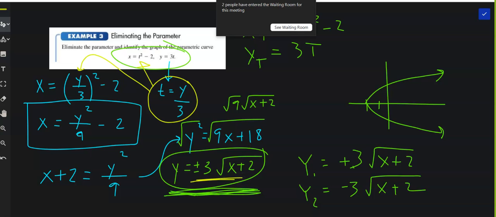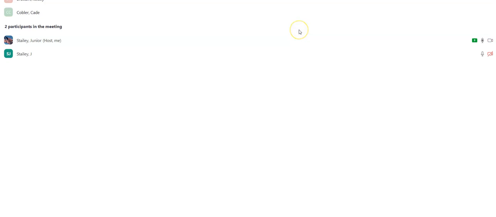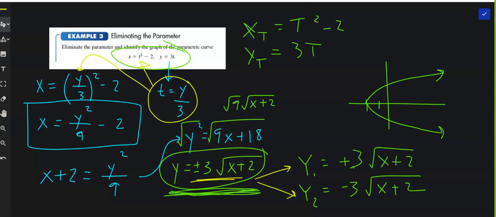Now, what this does illustrate, though, is if you wanted to graph this in regular function notation, you'd have to do it on a graphing calculator with 2 separate equations. But that is not what you'd have to do in parametric mode.